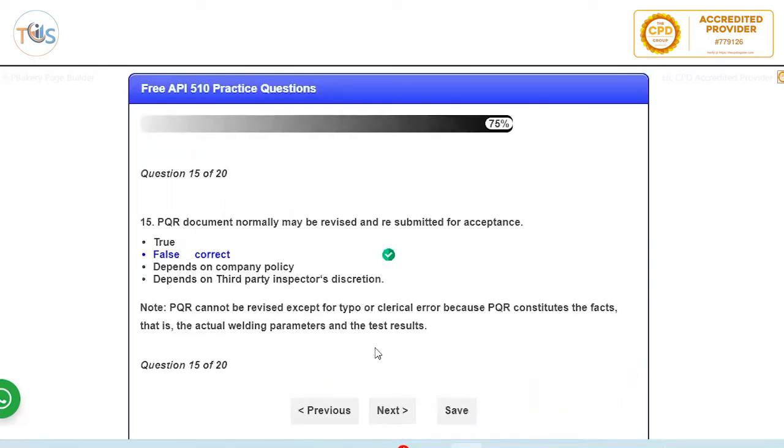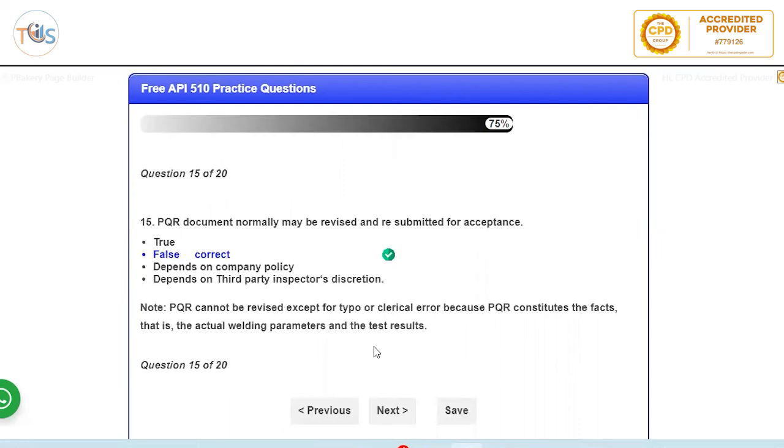PQR document normally be revised and resubmitted for acceptance. This is false. PQR contains the actual parameters that you use during qualification on the test coupon: the voltage, amperage, heat input, preheat, and the type of electrode used, the position used, and all this. And the tensile test or any Charpy test you have done. So it's actually a record of facts.